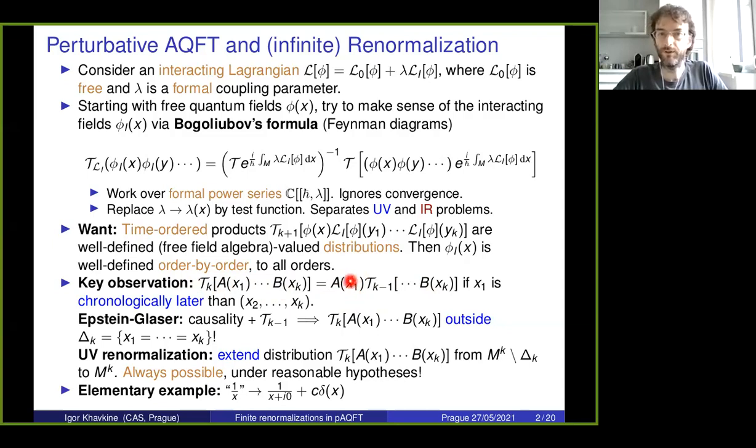So this is something localized at the point x1. Usually this is an operator valued distribution. This is another thing which is localized at a different number of spacetime points, which are different from x1. It is also an operator valued distribution. And we have a product of two operators here. So in principle, this is well defined, right? But this only works for certain combinations of these spacetime localizations, okay? When x1 is chronologically later than all the other arguments. If xk was chronologically earlier, then we could do the same thing, but put the xk factor here instead.